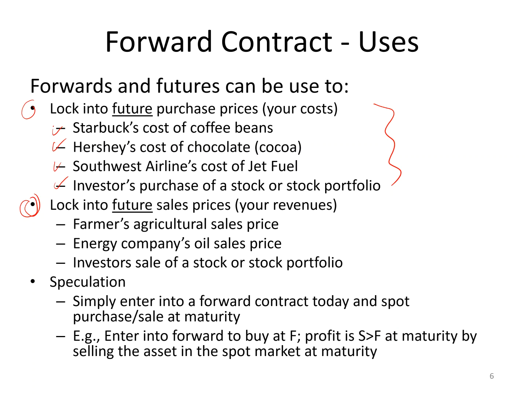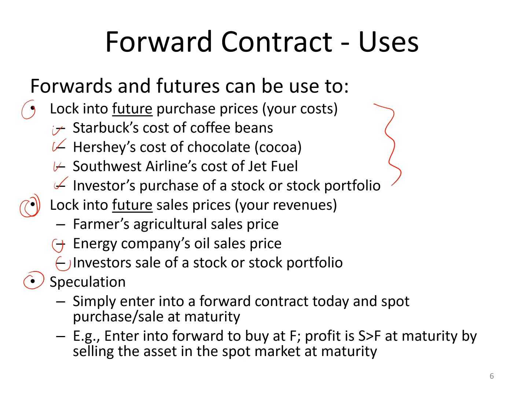You could also lock into future sales prices or your revenues. So a farmer could enter into a forward contract to sell all of their agricultural products, either livestock or grains. An energy company could enter into a forward contract to sell their oil or gas. And again, investors could lock into a sale price of an individual stock or a stock portfolio.